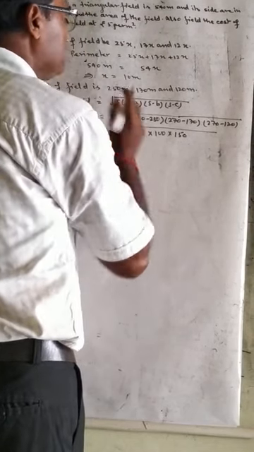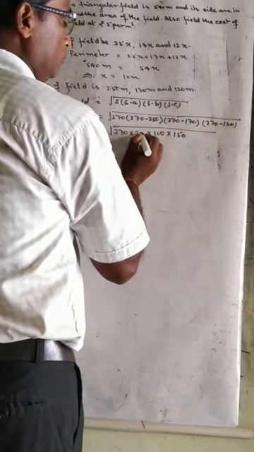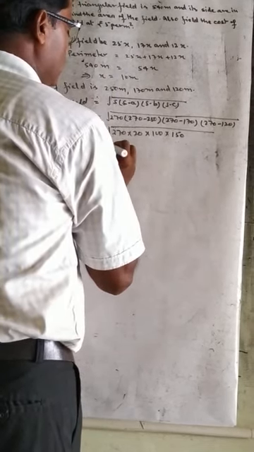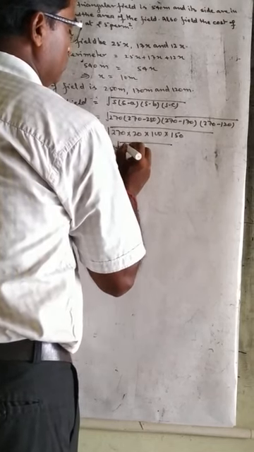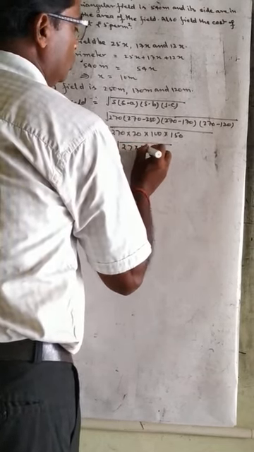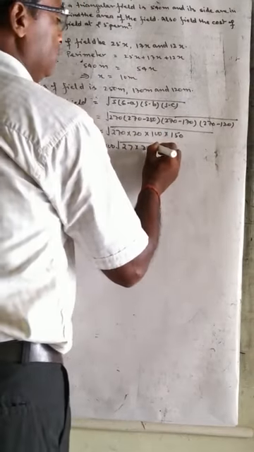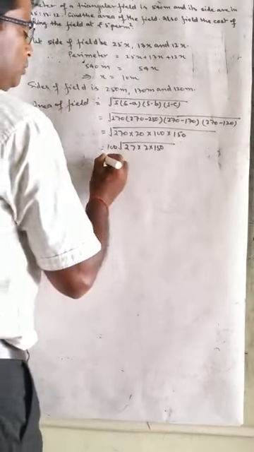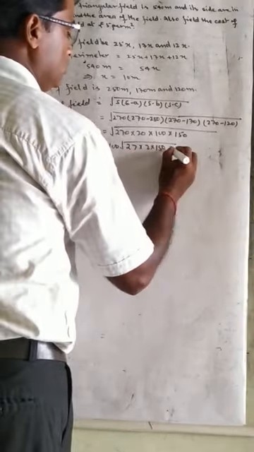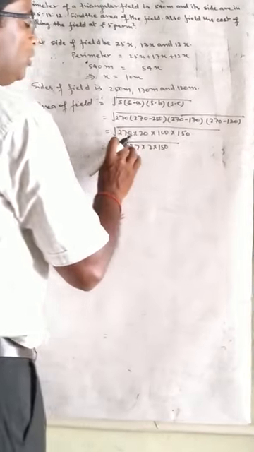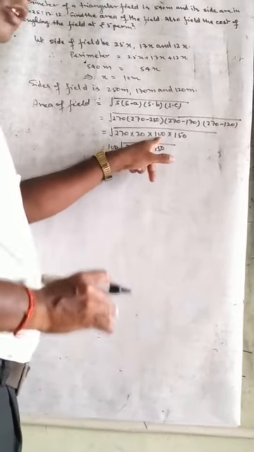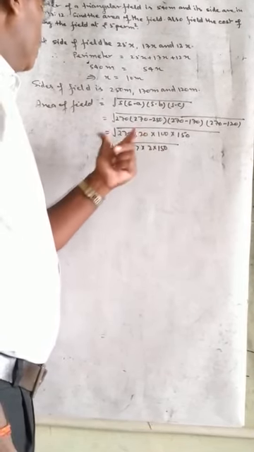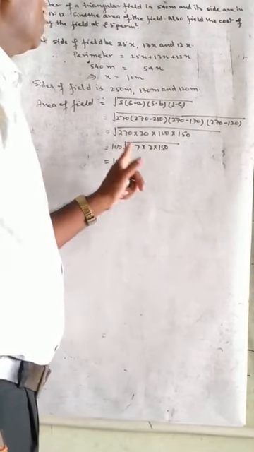Then we take 10 common from 20 and 100 common. Here 27 remains, here 2 remains, and 100 remains. Now simplify this. You know where 10 comes from? The square root of 100 is 10, and it comes outside of the under root.